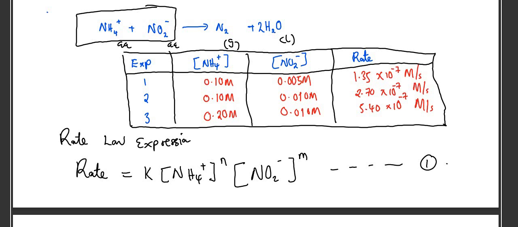So there will always be a table whenever they need you to get the rate law. Please have that in mind. The first thing that you do is to find 2 experiments where one concentration is kept constant and the other one is changing. So I'll choose experiments 1 and 2, because look at the concentration of ammonia ion. It's kept constant. It's 0.1 and here it's 0.1, right? The concentration of nitrogen dioxide is changing, you are seeing that has changed, right?